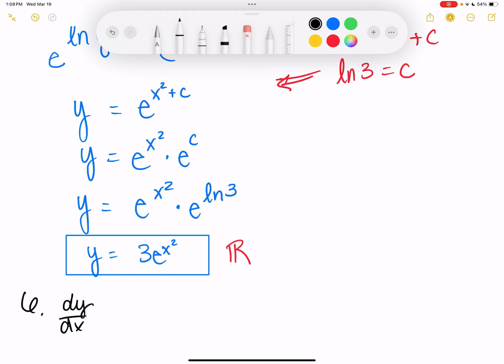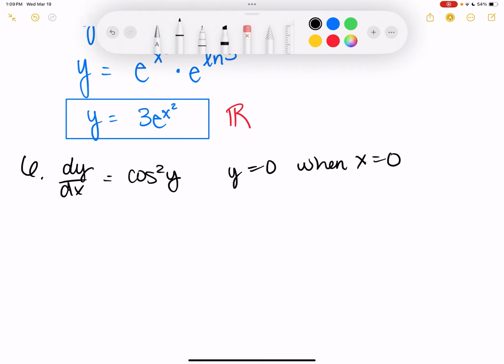dy dx equals cosine squared of y. Y equals 0 when x equals 0. So dy dx equals cosine squared of y, pretty much. Though, you good? Yeah, what do I need to do?